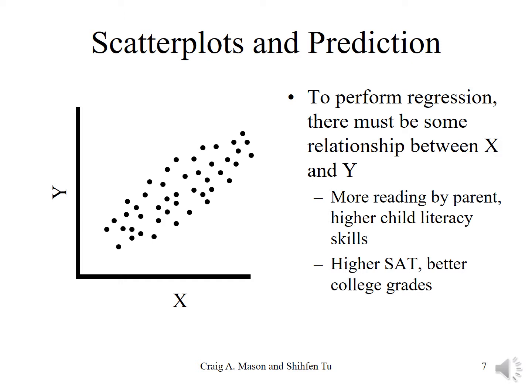Now, in order to perform a regression analysis, there obviously has to be some relationship between the two variables, between X and Y, just like we see here. It might be the number of hours parents spend reading to their child each week is related to their child's literacy skills. Or it might be high school seniors' SAT scores being related to their college GPA. There has to be some relationship between the two.